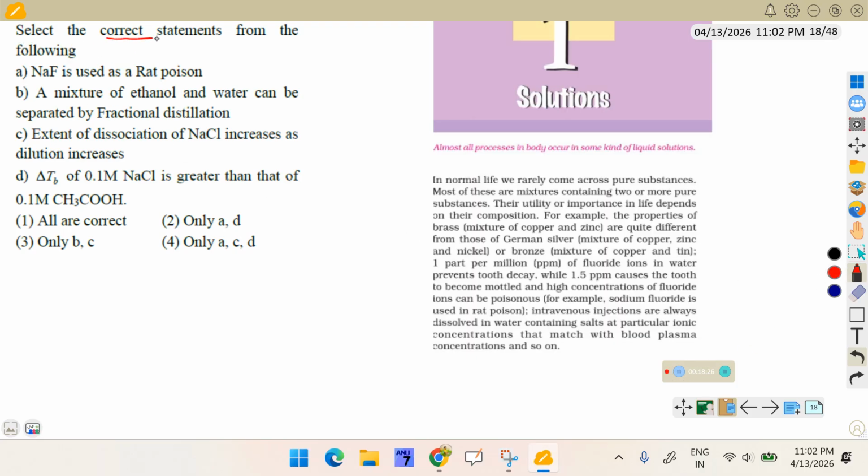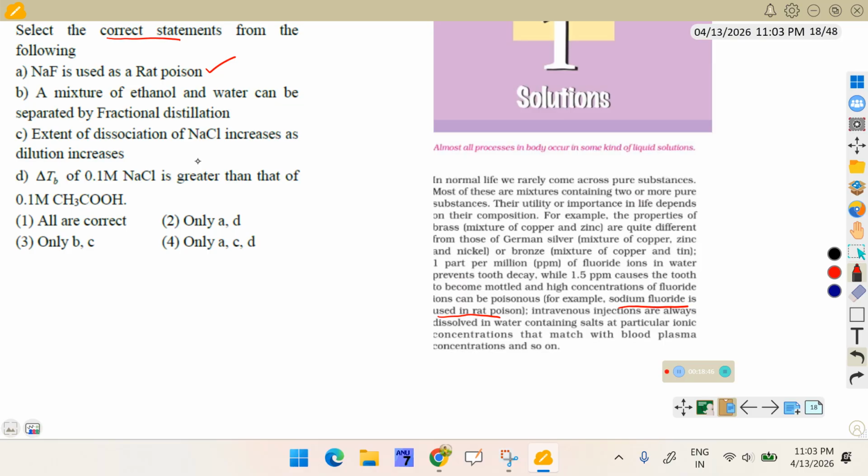Select the correct statements from the following. NaF is used as a rat poison, correct. See here, given sodium fluoride is used as rat poison.